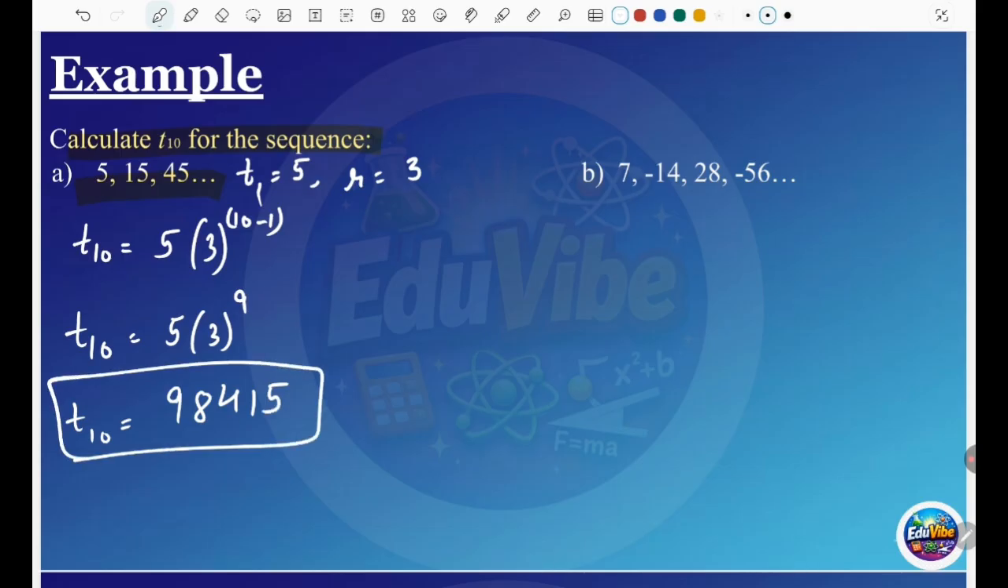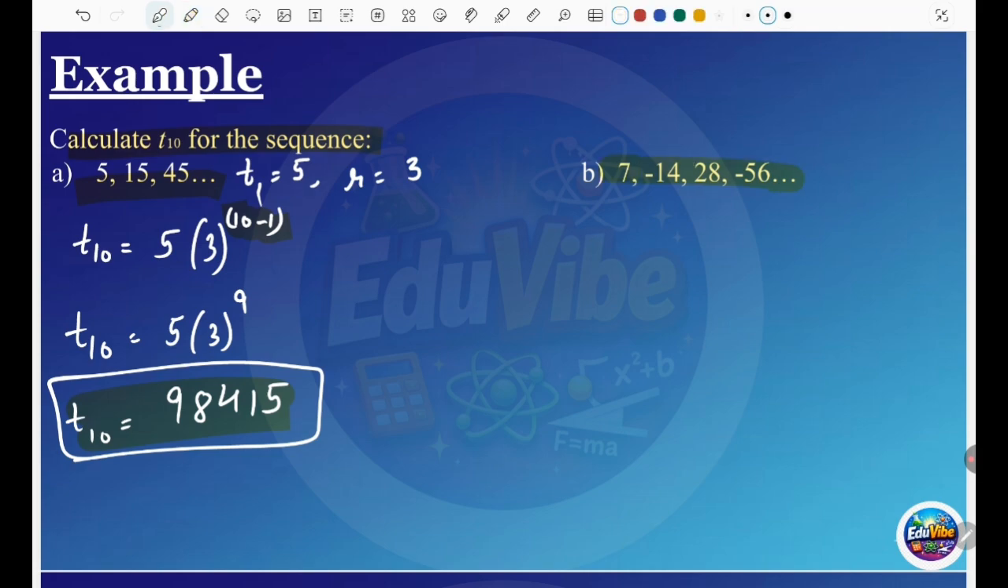Sometimes in this you have to do a long calculation, and sometimes you get a large number or even a rational form. So you have to do this calculation. This is your answer, T10 of this sequence.